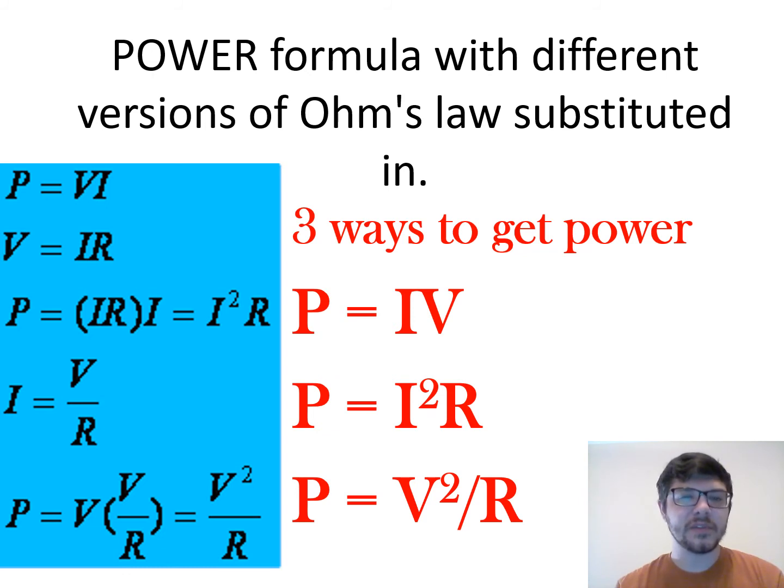So the first formula was already given, which is P equals IV. Second formula is if you substitute in IR for V. And the third formula, you can get by doing current is volts over resistance, and stick that in, and you get volts squared over resistance. So power can be calculated 3 different ways.